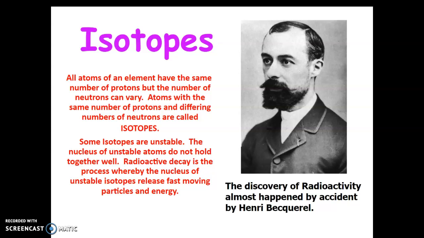Some isotopes are unstable. The nucleus of unstable atoms does not hold together well, so you have radioactive decay. Radioactive decay is the process whereby the nucleus of an unstable isotope releases fast-moving particles and energy. Okay, this was discovered by Henri Becquerel. I'm not very good at pronouncing that name.